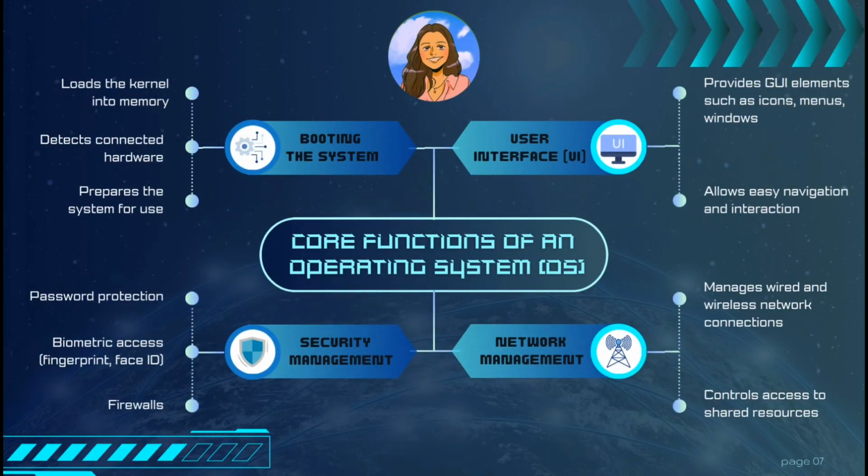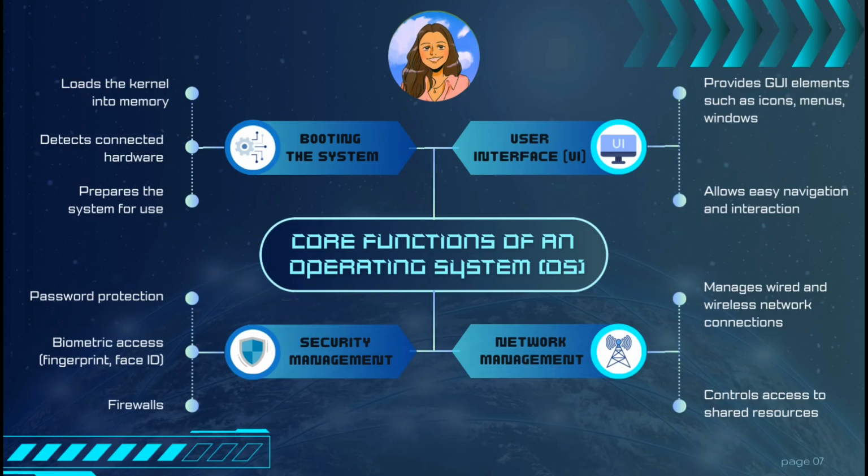Next, let us take a look at what are the core functions of an operating system. One of the main jobs of the operating system is booting. This is the process of starting up your computer. It checks your hardware, loads the core system files, and prepares everything for use. Another important function is providing the user interface or UI. Most operating systems today use a GUI, the graphical user interface, where you interact through icons, windows, menus, and buttons. This is what makes computers easy and friendly to use.